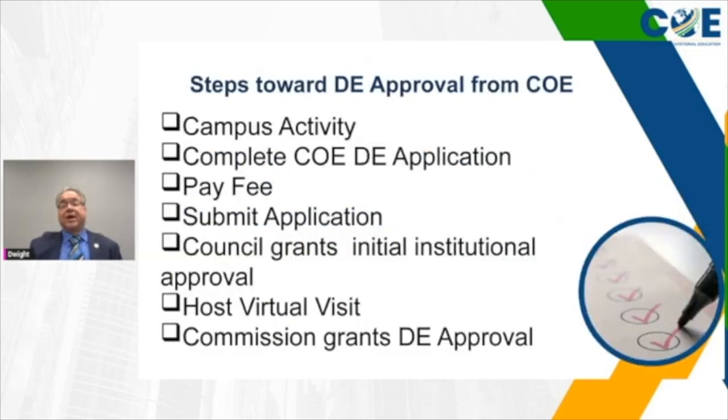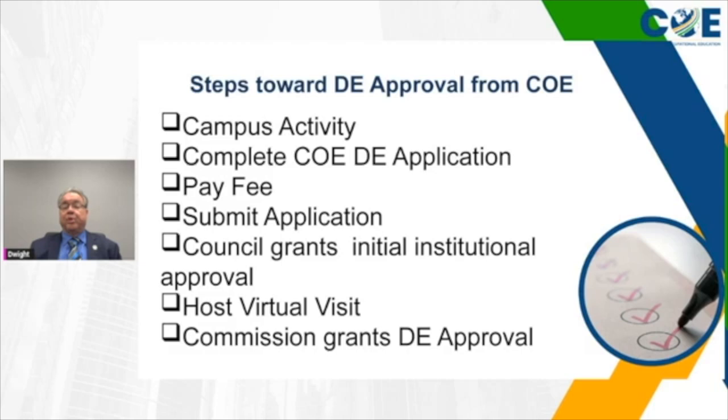Let's talk about the steps towards getting approval for distance education. You're going to need to first make sure you've got all your campus activities in place. Make sure your learning platforms are there. Make sure that your teachers know how to use them. Make sure everything is in place so that distance education can operate successfully.